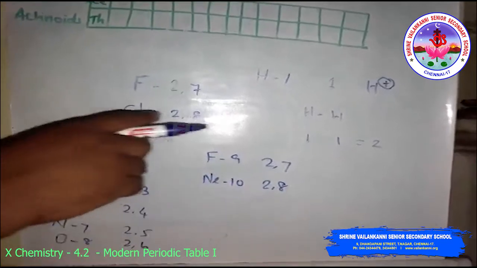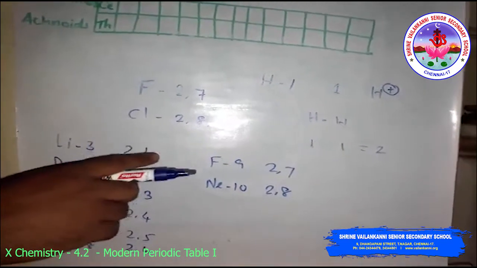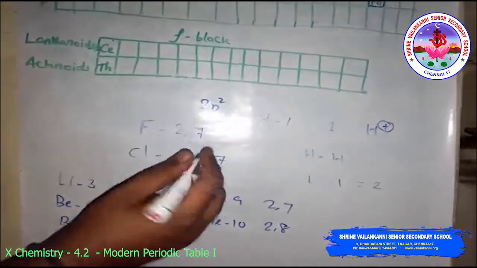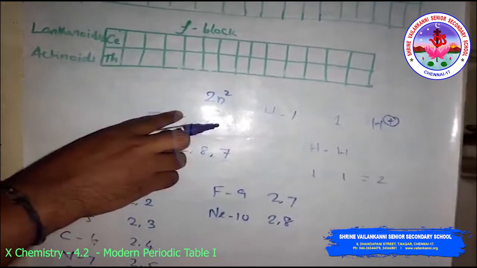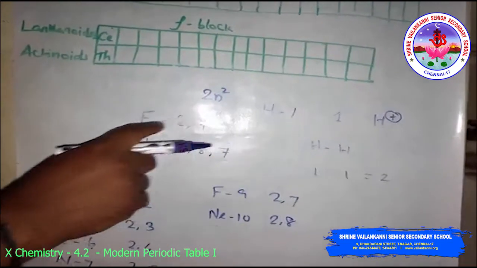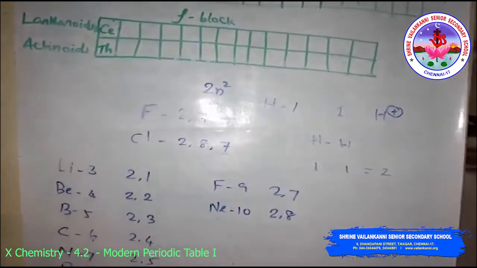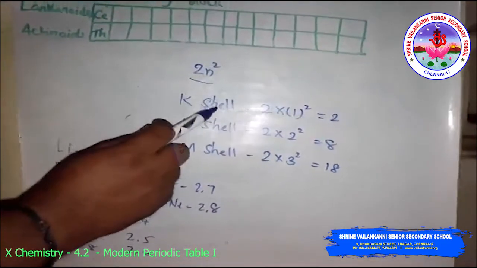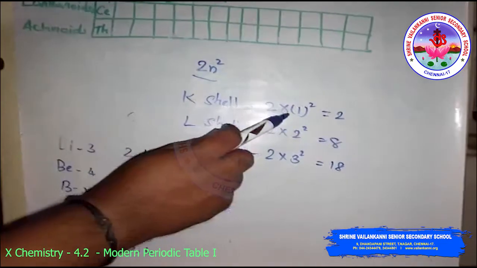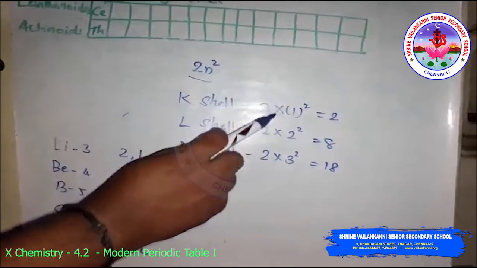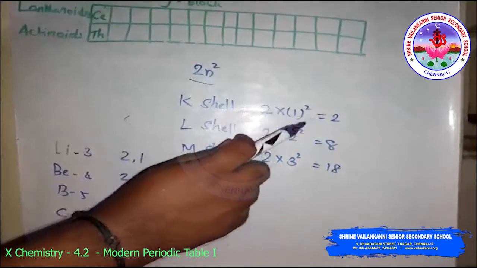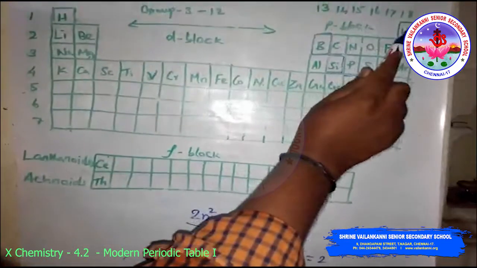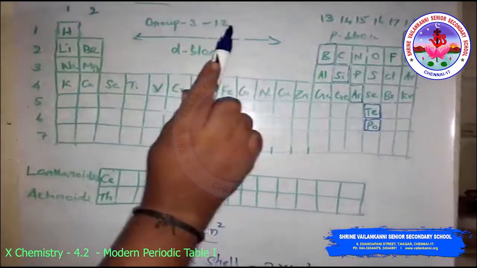So here, recall that the maximum number of electrons that can be accommodated in the shells depends upon the formula 2n square. Here n is the number of the shell from the nucleus. For example, look at the 2n square formula. For the K shell, n equal to 1, so 2 into 1 square, that is 2. Hence the first period has 2 elements. Look at this, the first period, hydrogen and helium, having only 2 elements.